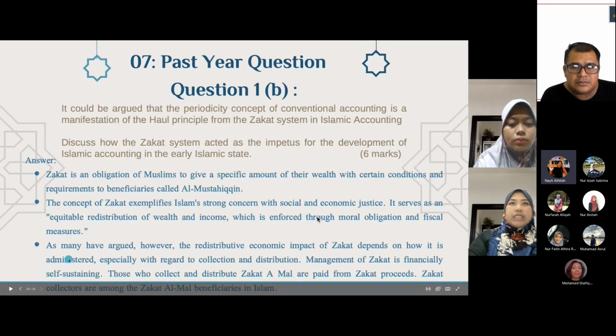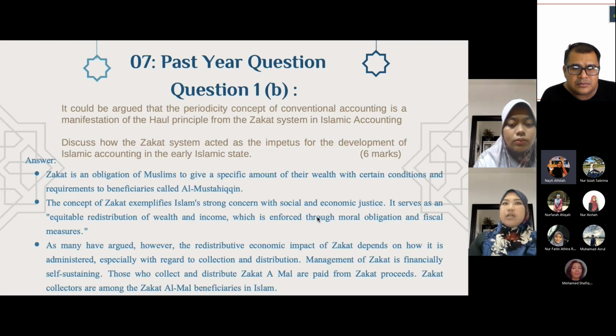So lastly is the past year question. The question is from April 2011. Question 1B. It could be argued that the periodicity concept of conventional accounting is a manifestation of the whole principle from the Zakat system in Islamic accounting. Discuss how the Zakat system acts as the impetus for the development of Islamic accounting in the early Islamic state.